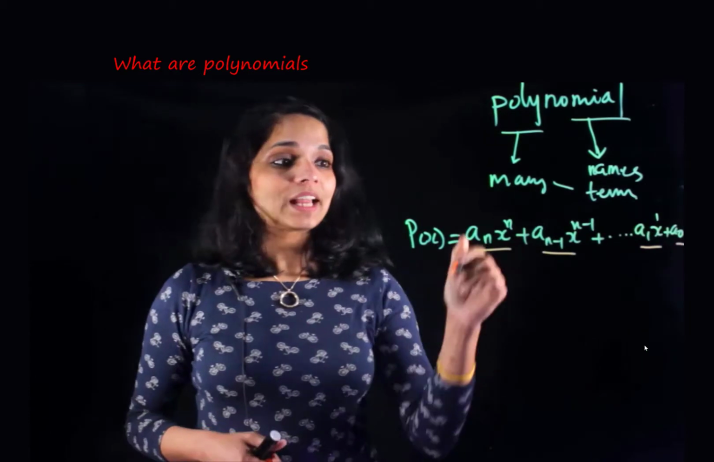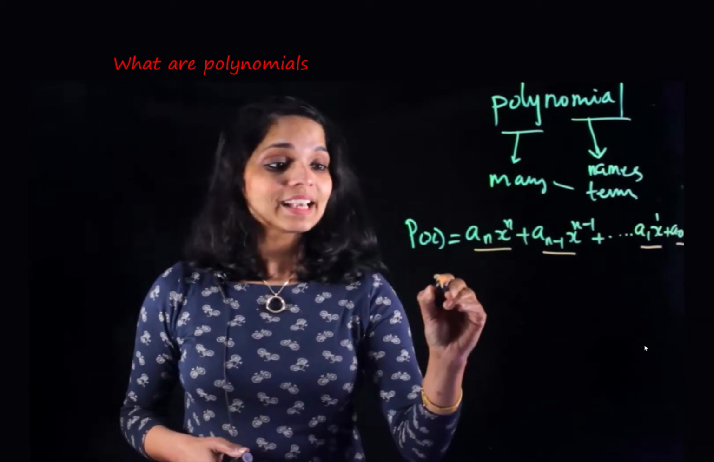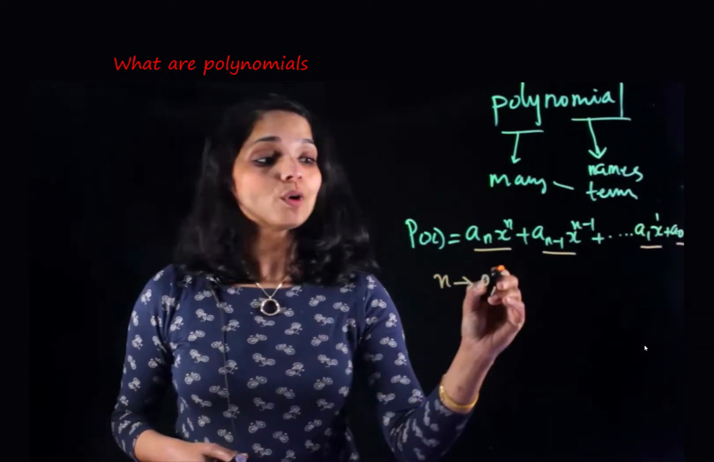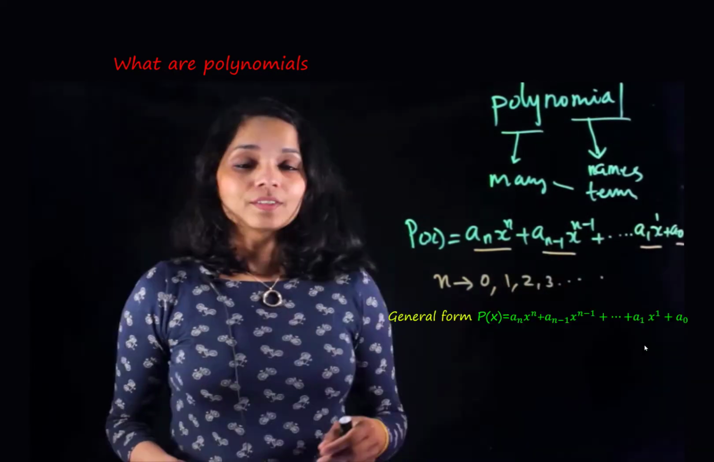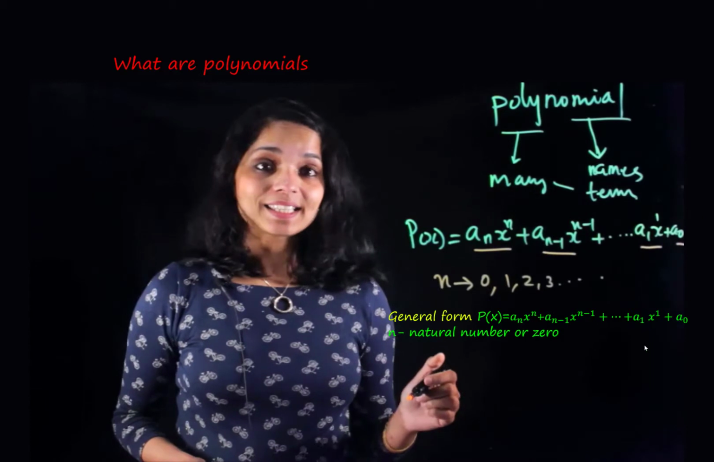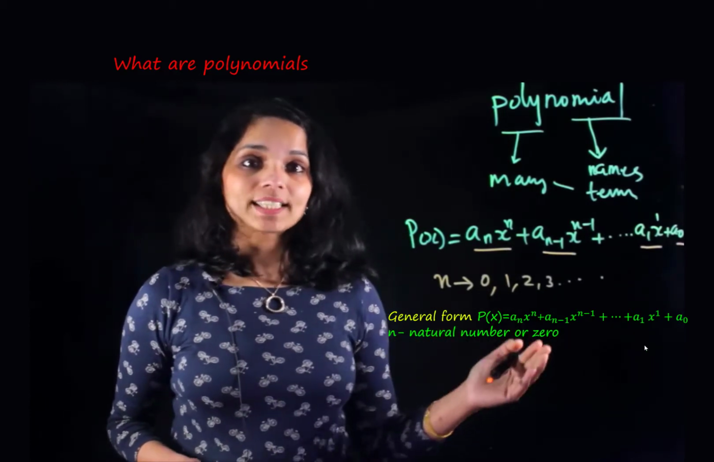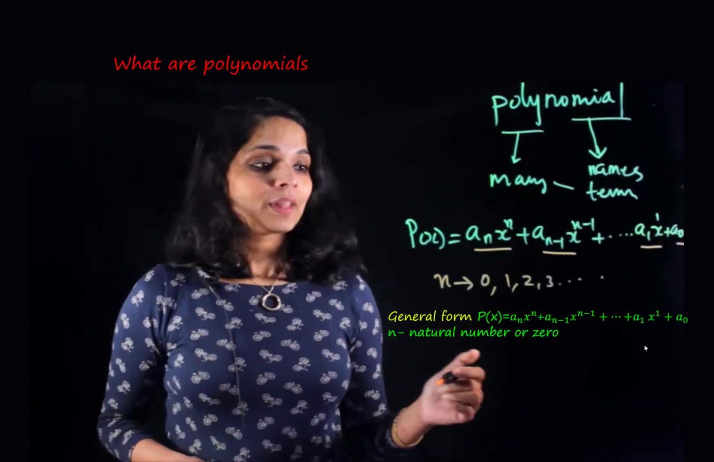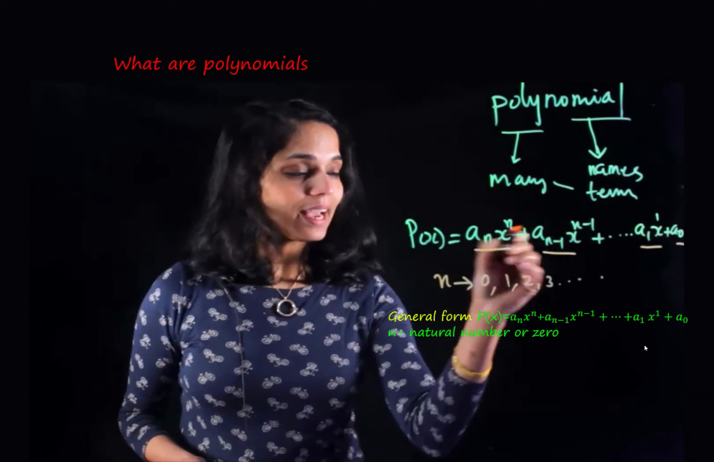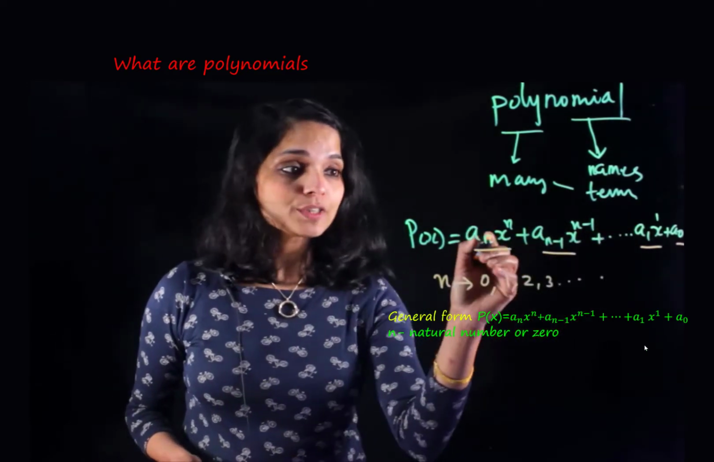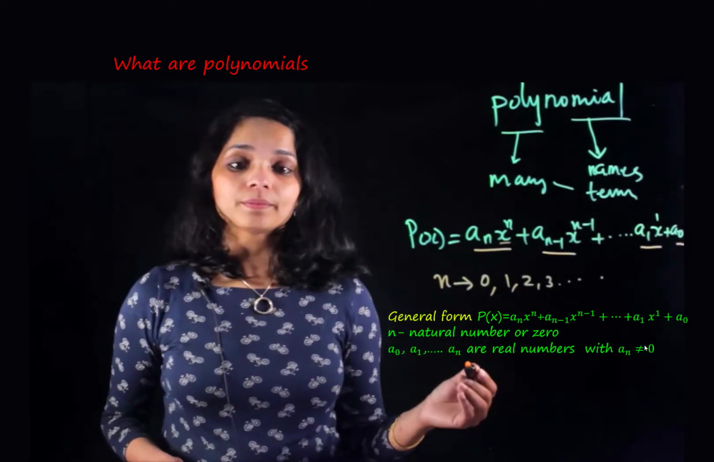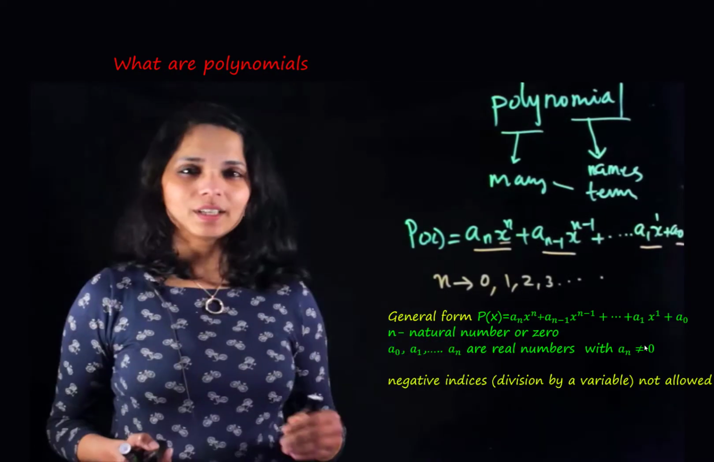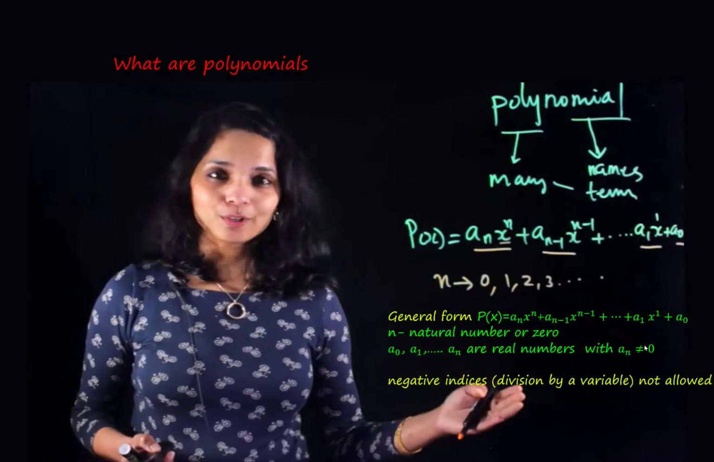And what are the different values allowed for n? n can be 0 or any positive integer: 1, 2, 3, etc. So that means no negative indices are possible and also no fractions are allowed. Another thing: these coefficients of the variable x can be any real number, with a_n not equal to 0. Let's look at some examples to see whether they are polynomials or not.